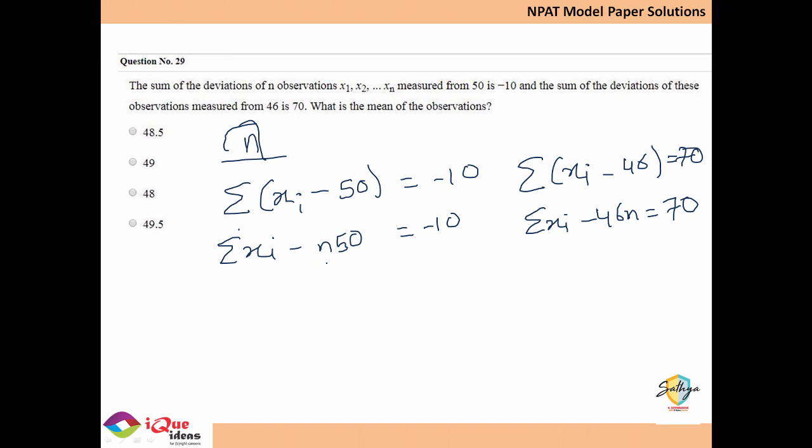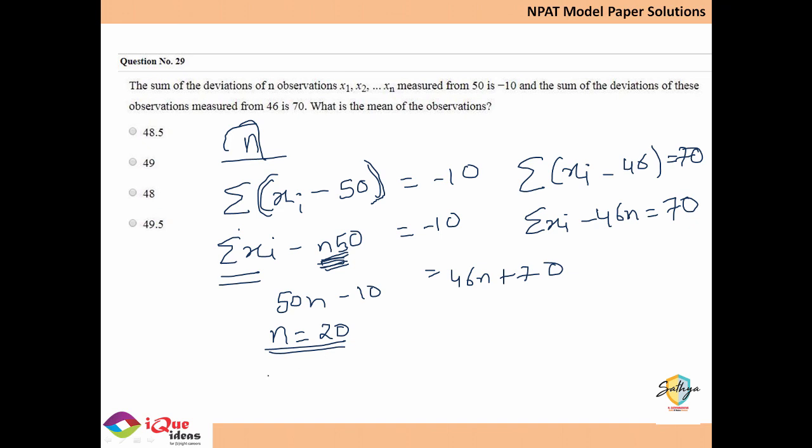Why did I multiply this by n? Because this 50 is for every single observation, right? Within the bracket, it counts for every observation. So when I remove it from the bracket, this becomes a separate term, and this is n times. For each observation, 50 is once. So now comparing both of them, I get that sigma xi minus 50 times n equals minus 10, and sigma xi minus 46 times n equals 70. Solving this, I get the value of n is equal to 20, right?